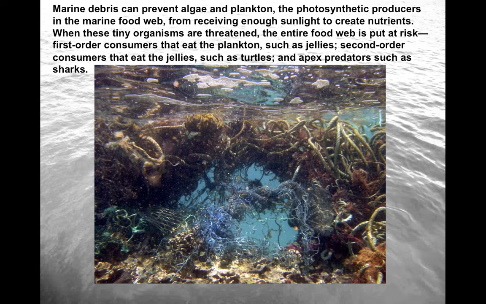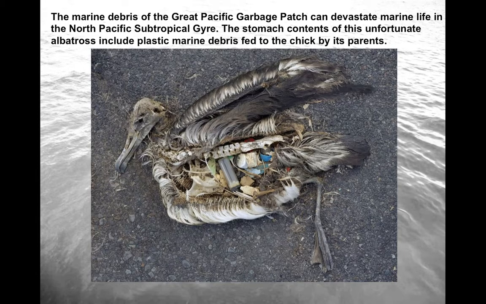So when the first organism in the food chain is threatened, the entire food web is put at risk, because the individuals that eat the plankton, like jellyfish, and then things that eat the jellyfish, such as turtles, and then even apex predators, such as sharks that eat the turtles, can all be affected by something as simple as this net that has been blocking the sunshine.